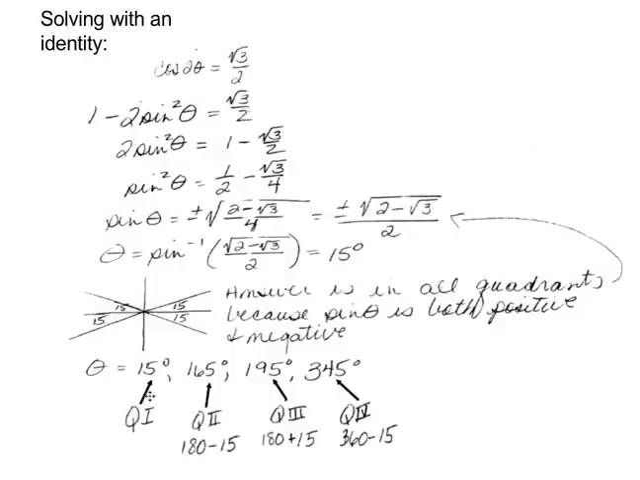So my answers would be 15 degrees, that's the first quadrant, 165 degrees, that's 180 minus 15, that's the second quadrant, 195, 180 plus 15, that's the third quadrant, and 345, that's 360 minus 15 in the fourth quadrant.